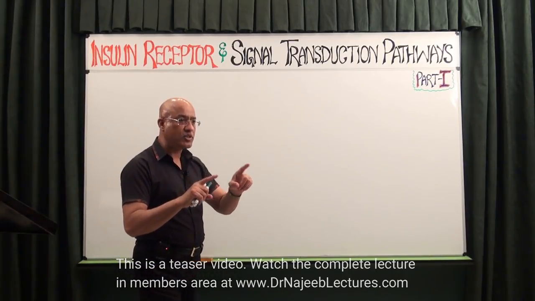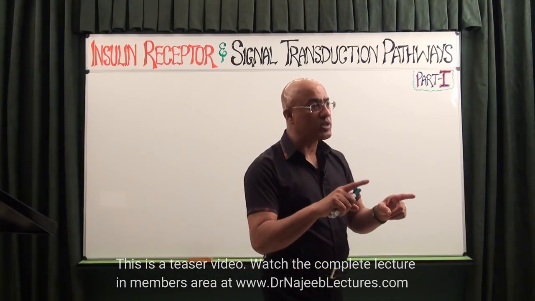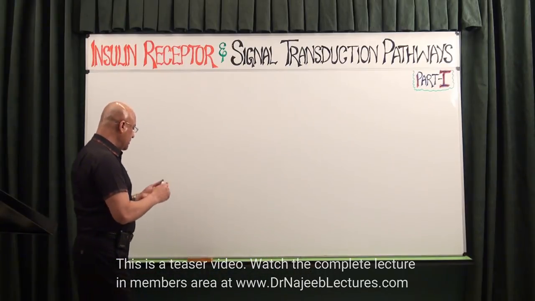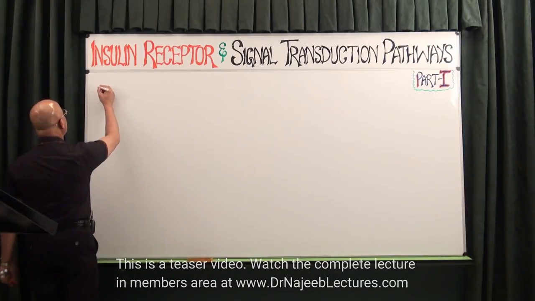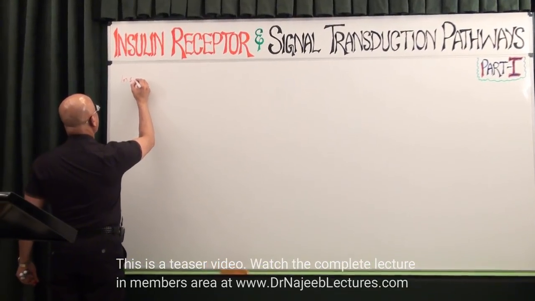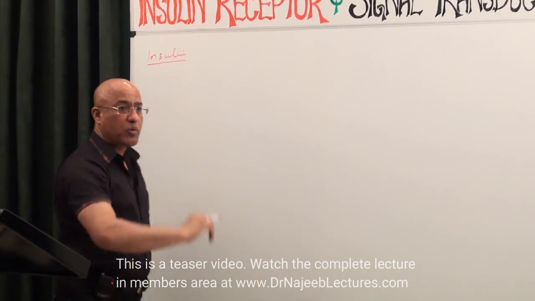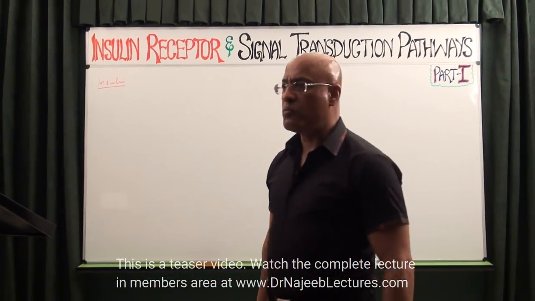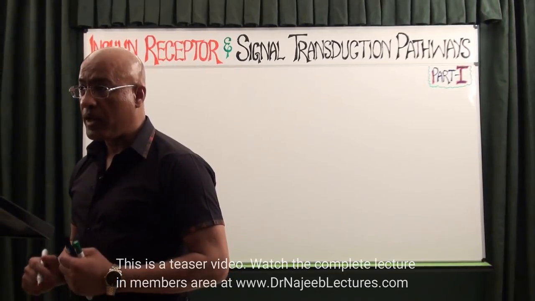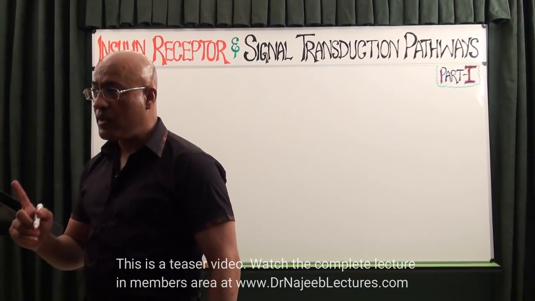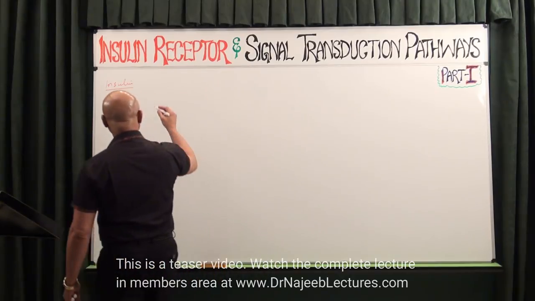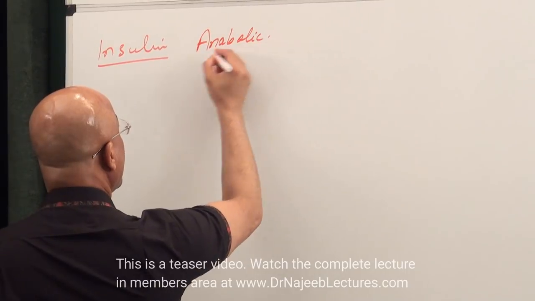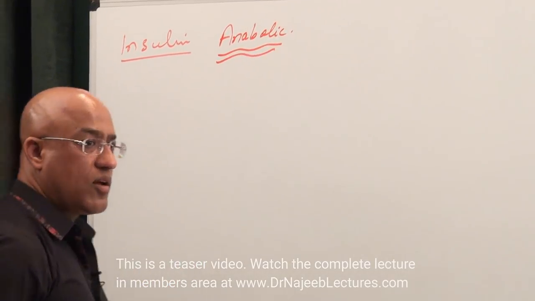We already have a series of lectures previously recorded about insulin synthesis and secretion, right? But a little bit of review: insulin is a very important hormone in our body. If we have to say one word about insulin action, it should be that insulin is a very powerful anabolic hormone. What kind of hormone? Anabolic hormone, right?